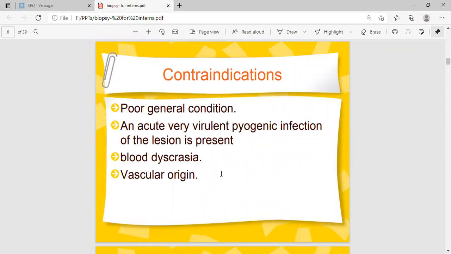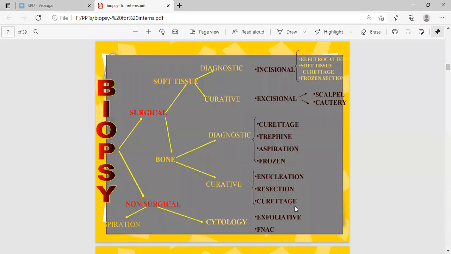The contraindications: wherever there is a poor general condition, but the main contraindication for the biopsy is vascular lesions, hemangioma, arteriovenous malformations. So these things should be contraindicated. Blood disorders, and an acute, very virulent pyogenic infection of the lesion, if present. So these are the contraindications for biopsies.